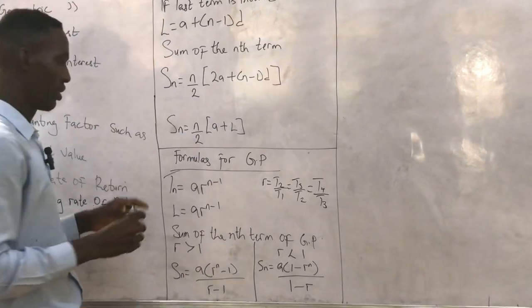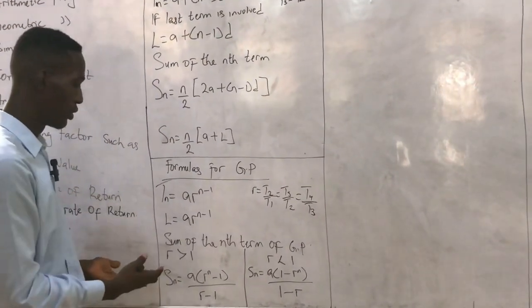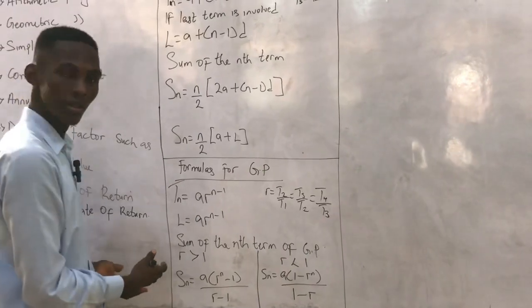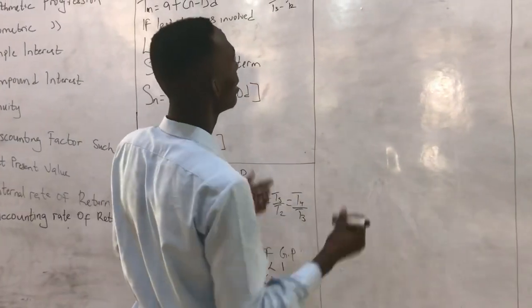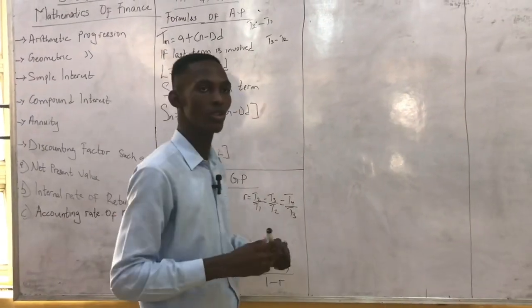Hope you guys understand me. And if you don't, you can always go backward in the video to understand it better. Now, the last one for the geometric progression is the sum to infinity.